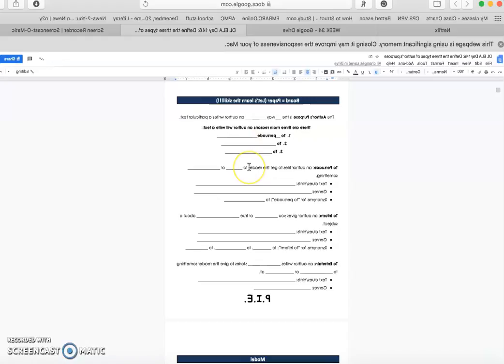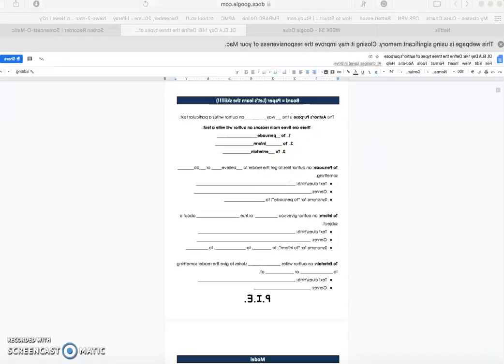Next, we have inform. And last, we have entertain. Now, these are the three reasons that writers write. So we're going to go over each of them. The first is to persuade. An author tries to get the reader to believe or do something.